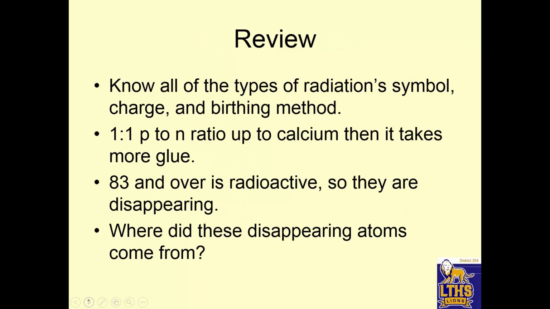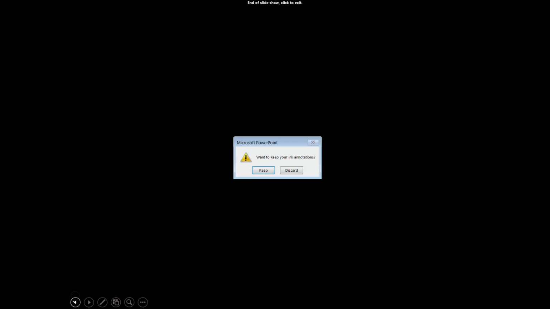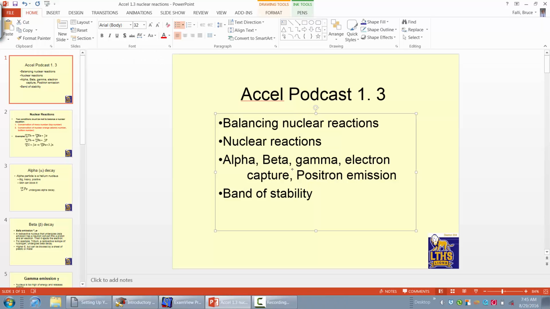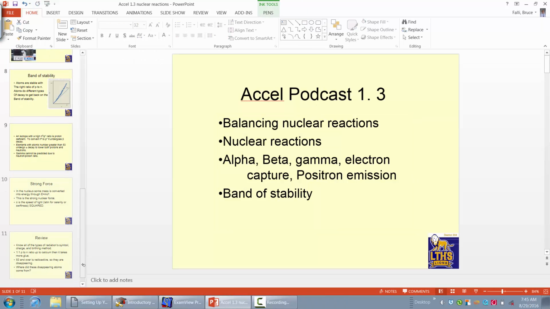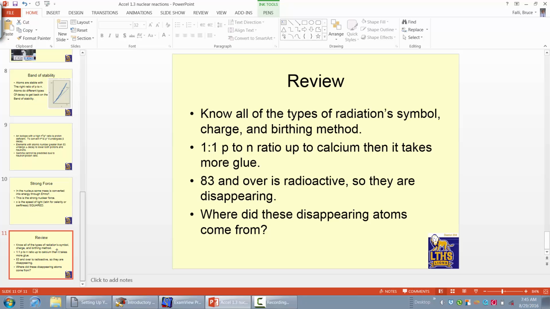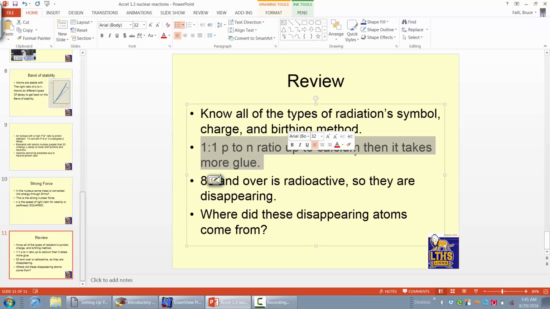Review. Know all the types of radiation: symbol, charge, and the method. The method isn't quite as important, but you should be able to identify it. A 1-to-1 proton-neutron ratio of calcium, well, actually, that one I'm going to get rid of. 83 and over is radioactive, so they're disappearing.